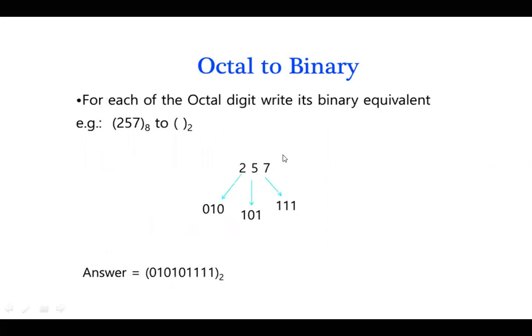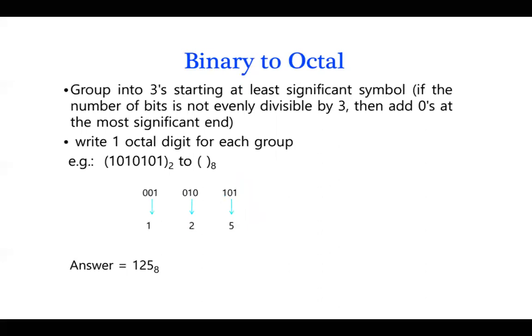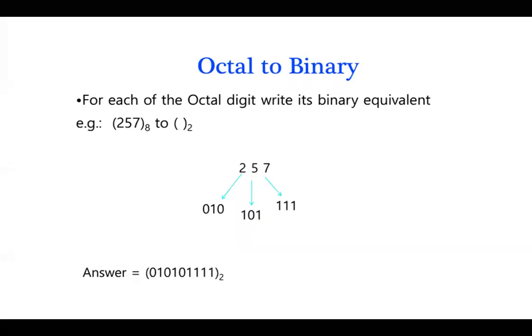Now the next one is octal to binary. How do we convert octal to binary? First one was binary to octal, now we have octal to binary. Conversion of octal to binary is very simple. Again, represent each number by a 3-digit binary equivalent. So what is the 3-digit binary equivalent for 7? It is 111. The 3-digit binary equivalent for 5 is 101. And for 2 it is 010.